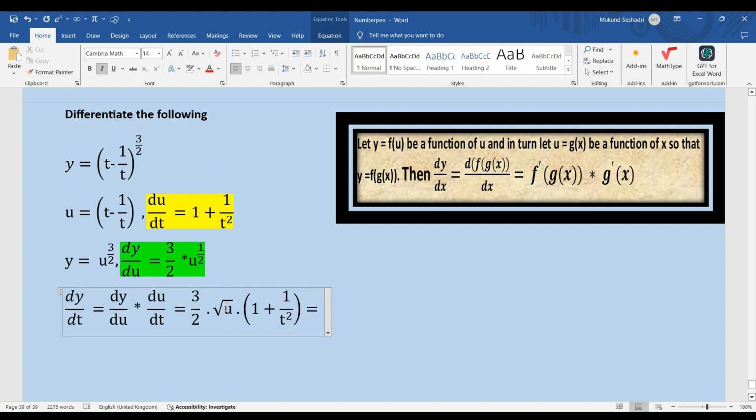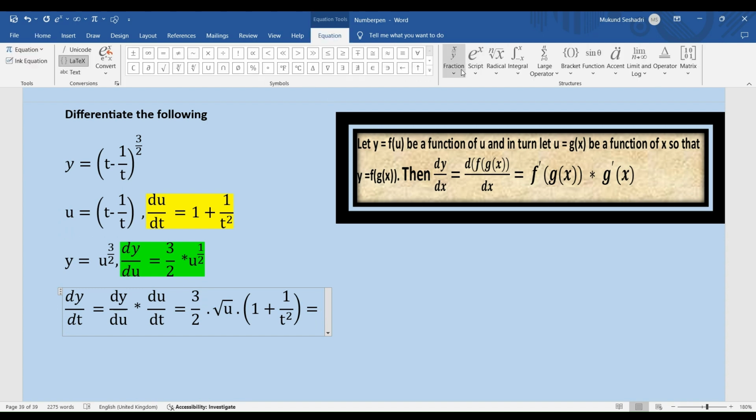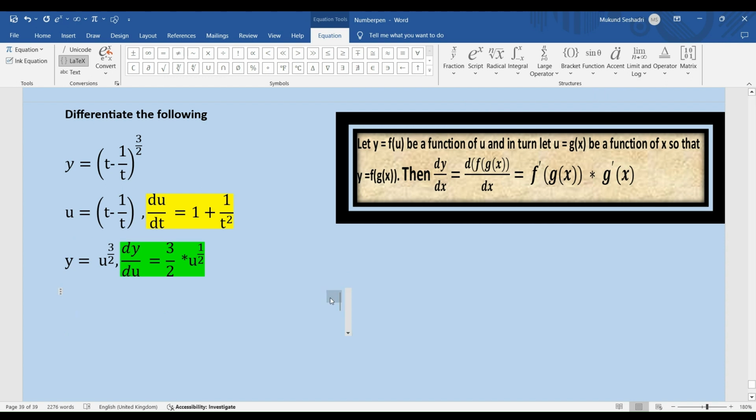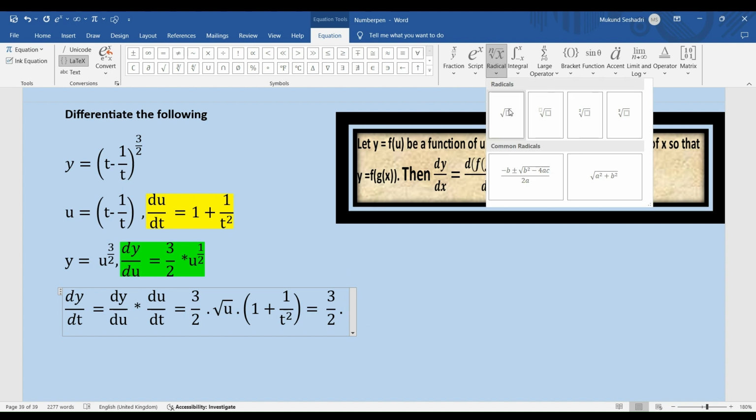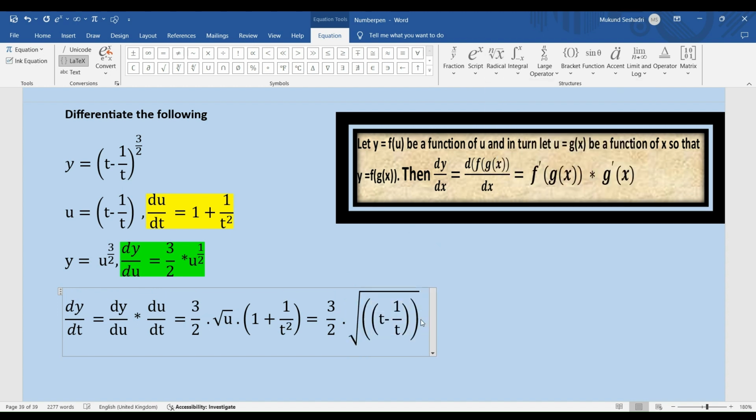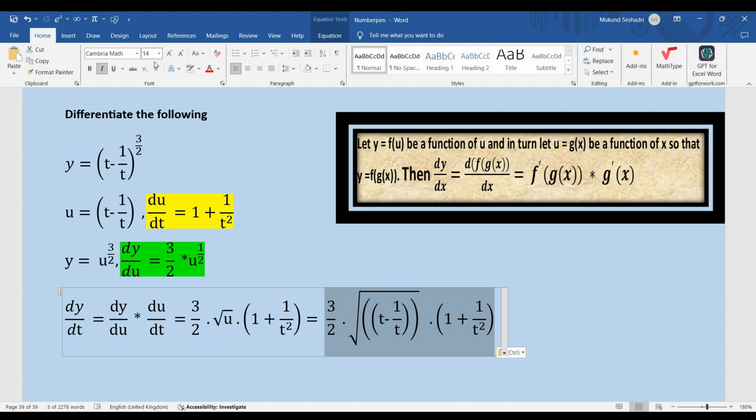Go back and do the substitution of u from this particular step from where I started off to solve the problem. So I have 3 by 2 into square root of t minus 1 by t, right? And then I have my 1 plus 1 by t square. So that's my final answer. 3 by 2 times square root of t minus 1 by t into 1 plus 1 by t square will be my final answer for this particular problem.